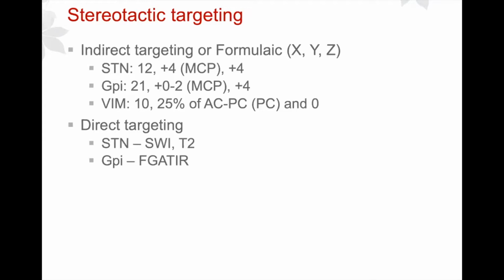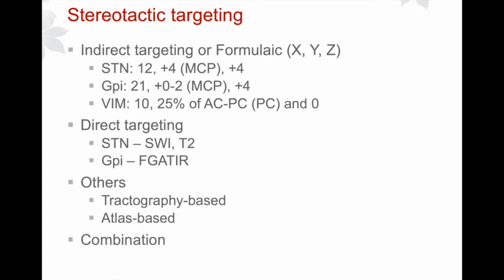For GPi, there's a sequence described from University of Florida. The F-Gator sequence helps you look at the laminae and the GPi, and even within the GPi, the GPi part of the GPi for targeting. And then more recently, people have looked at harnessing tractography for targeting and atlas-based targeting as well. Tractography-based targeting is one of my areas of interest that I'll talk about in the next few slides as well.